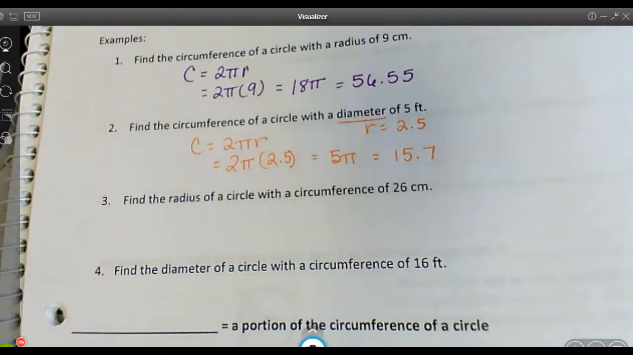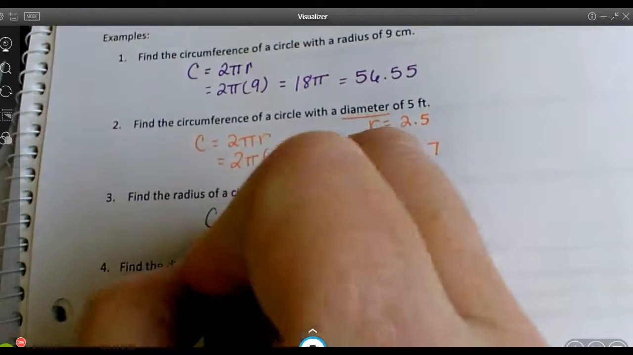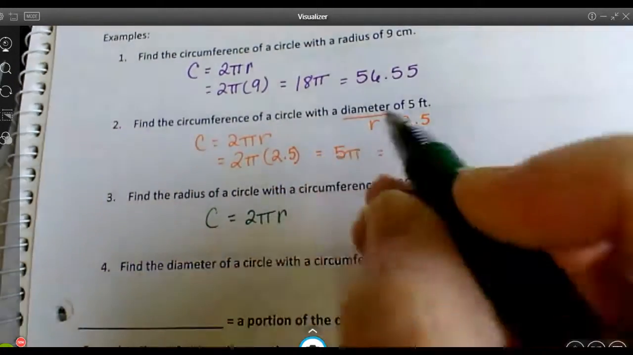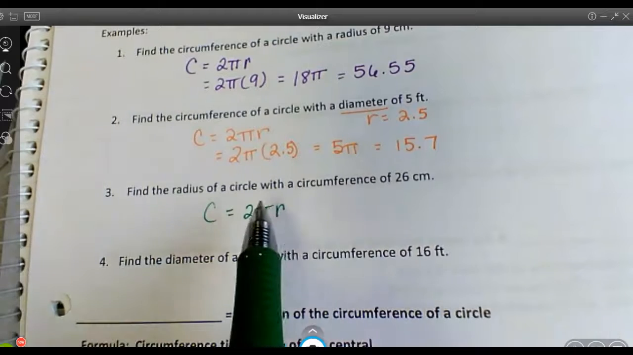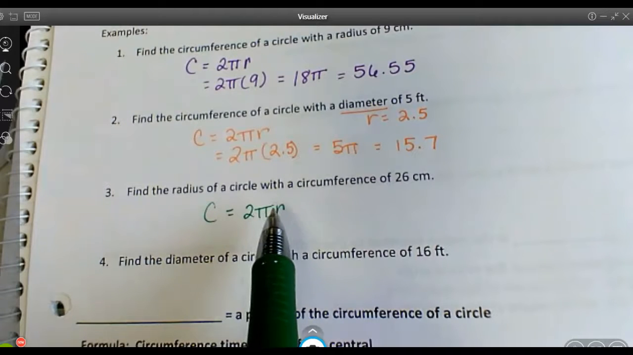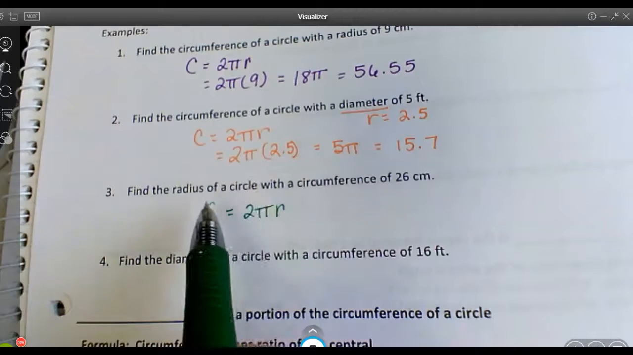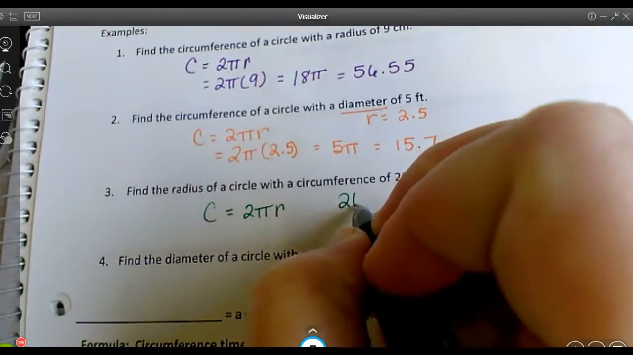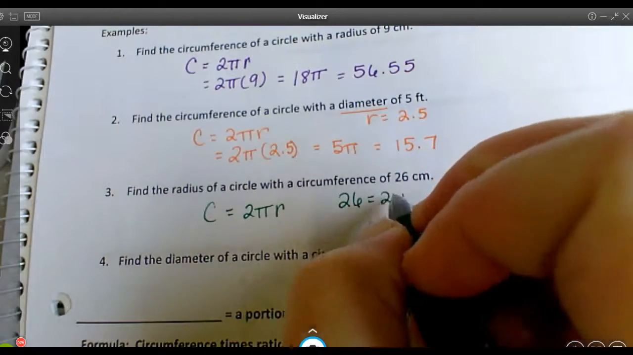Okay, next. This one's different because it doesn't ask me the circumference. This one asks me what the radius is. Okay? So find the radius of a circle with a circumference of 26. We're still going to use that same formula. Circumference equals 2 pi r. But this time we're solving for r. Okay? 26 has to go in the place of c for the circumference. So you have 26 equals 2 pi r.